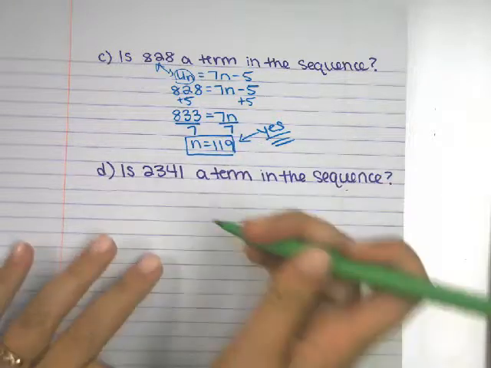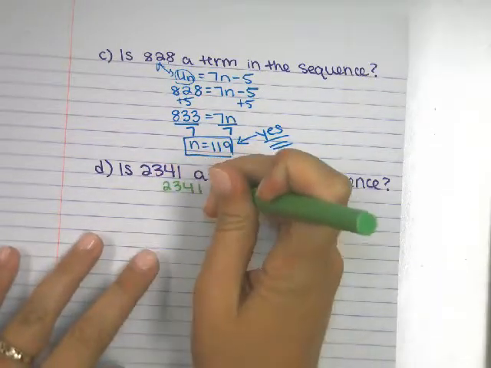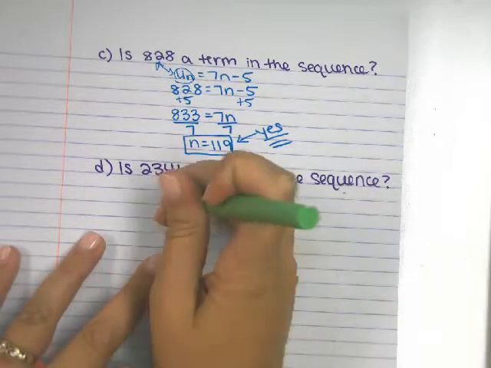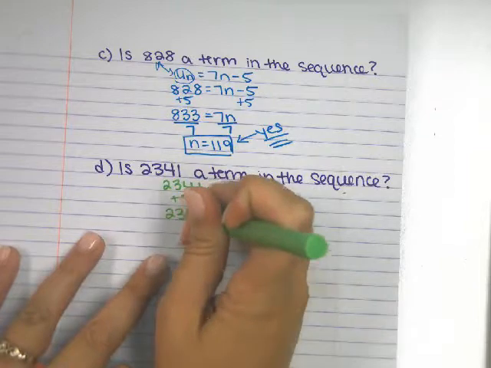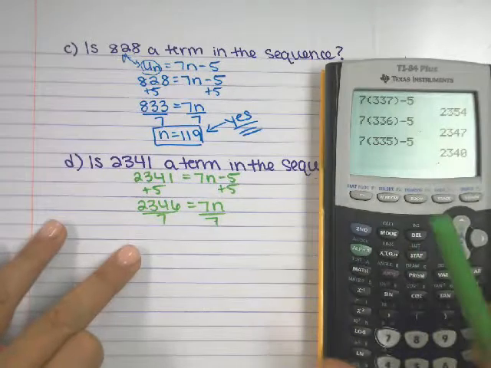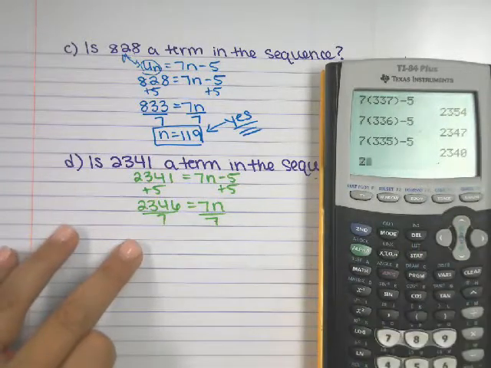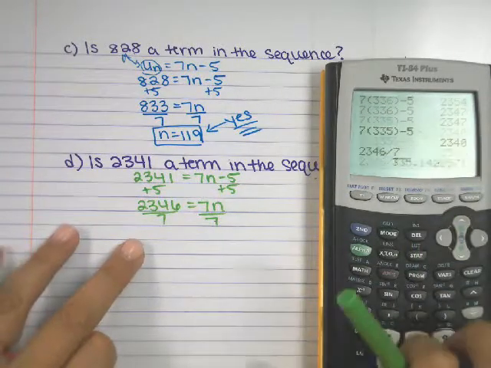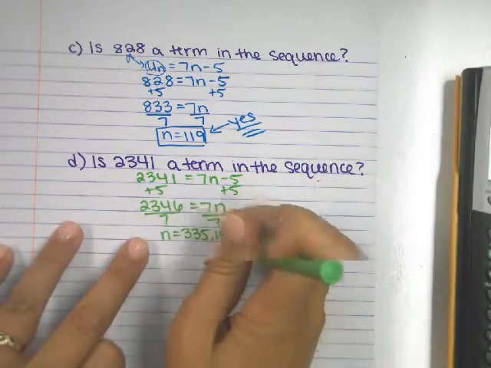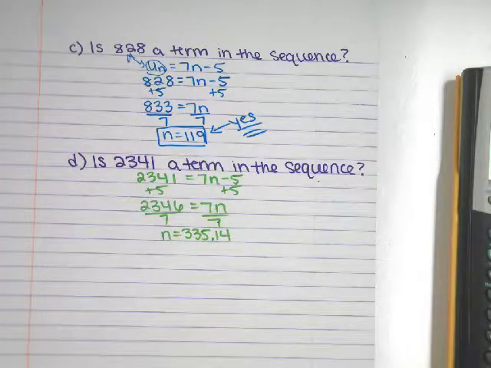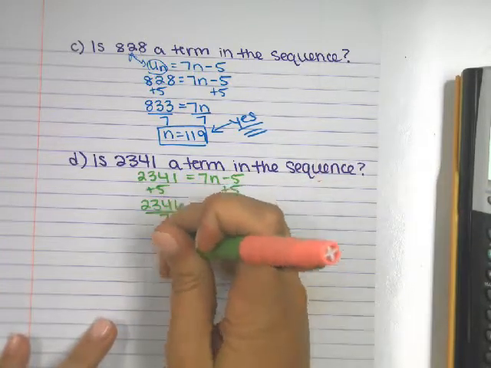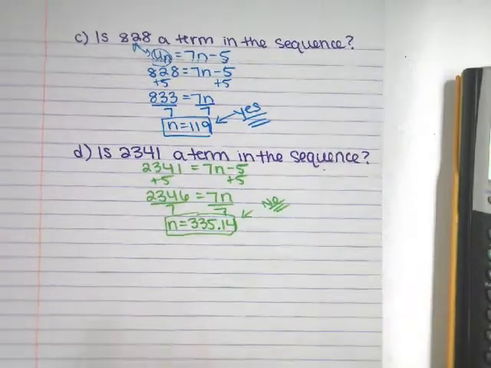The algebra way is to do the same thing we did above. Set our general form equal to 2,341 and solve. Divide by 7. 2,346 divided by 7 is 335.14. So we don't have decimal terms, we have whole number terms, so no, that is not in our sequence. That would have to come out as a whole number.